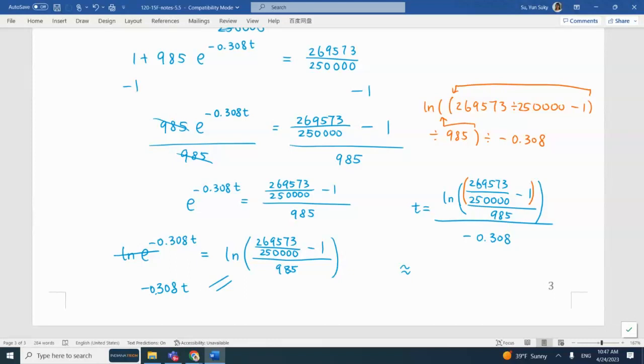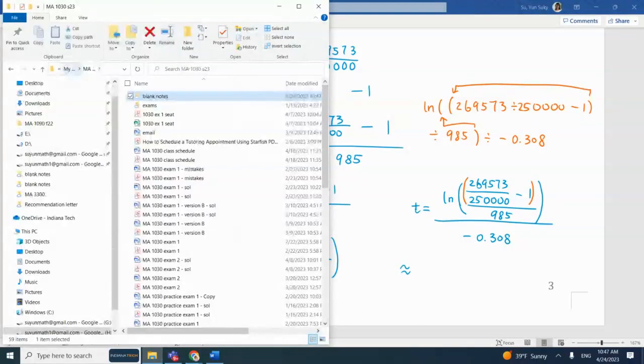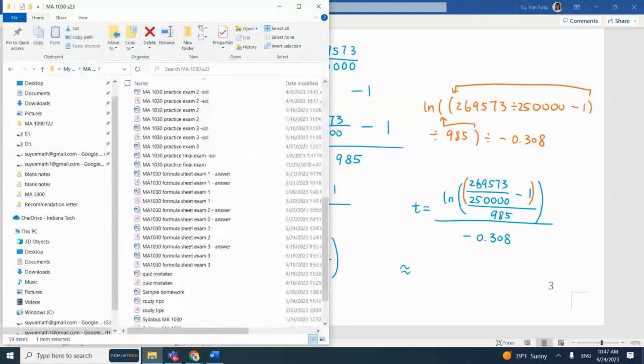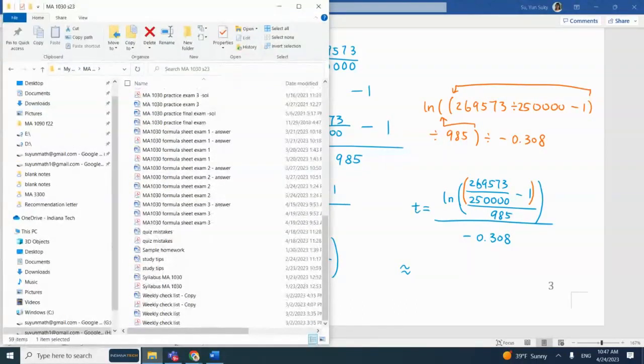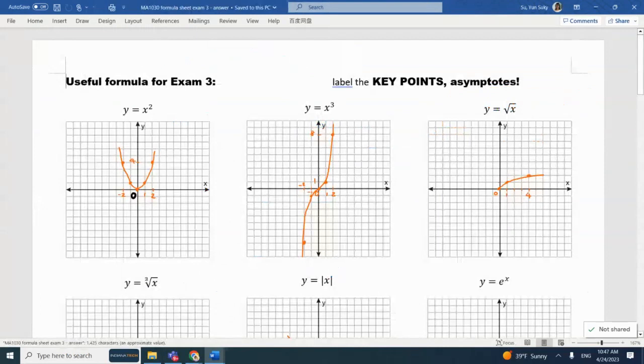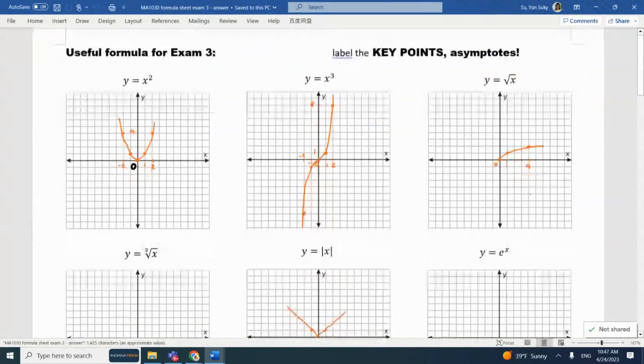Any questions about this problem? Your exam will have one problem about the exponential model, and not this long. So if you see a harder problem now, when you see an easier problem on the exam, you won't be so scared. Review your formula sheet for exam 3.